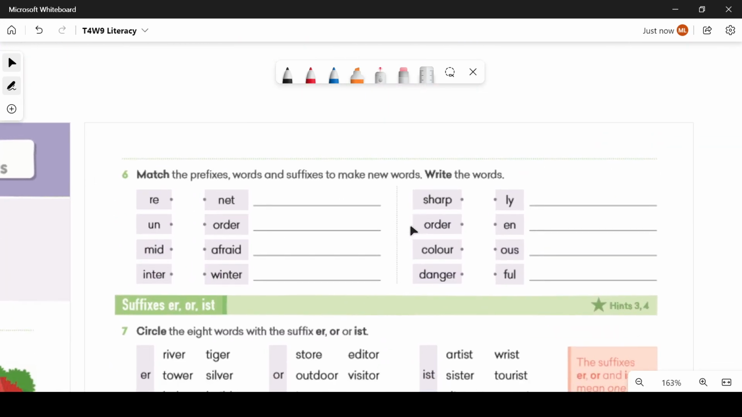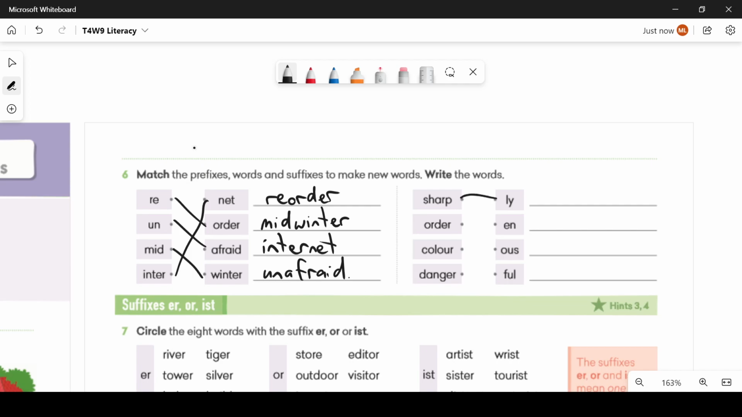Let's have a look. Match the prefixes, words, and suffixes to make new words. Prefix is something that goes at the start of a word and can change its meaning or make a new meaning with it. Suffixes go at the end of words and do the same sort of thing. So we have re and order. You can reorder something. You can have midwinter, middle of winter. You can have internet, and you can be not afraid, unafraid.